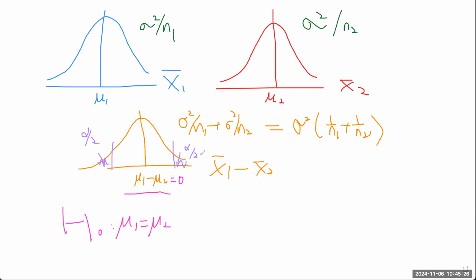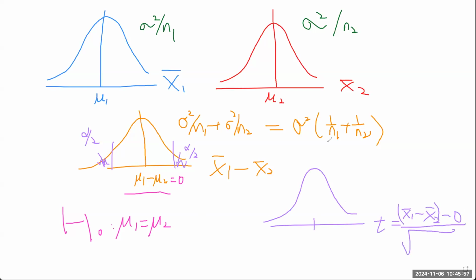But the problem is that sigma is not known, so we just convert to the t-test. And the t will be just this minus the mean over the square root of this guy, replaced by s. So the t value will be just x1 bar minus x2 bar, minus the 0, which is nothing, over the square root of this guy replaced by s, S squared times 1 over n1 plus 1 over n2.